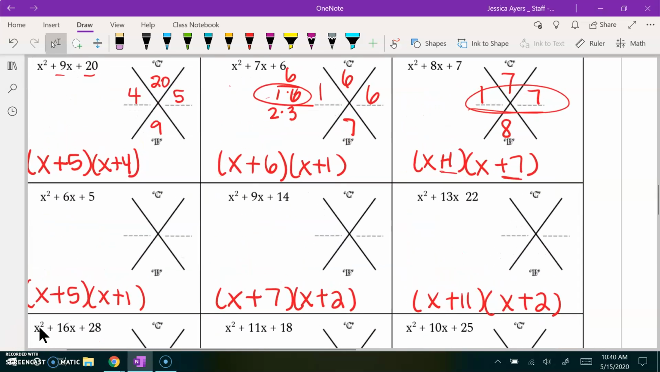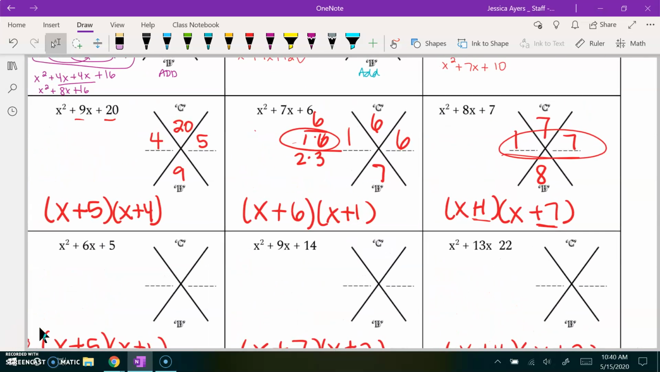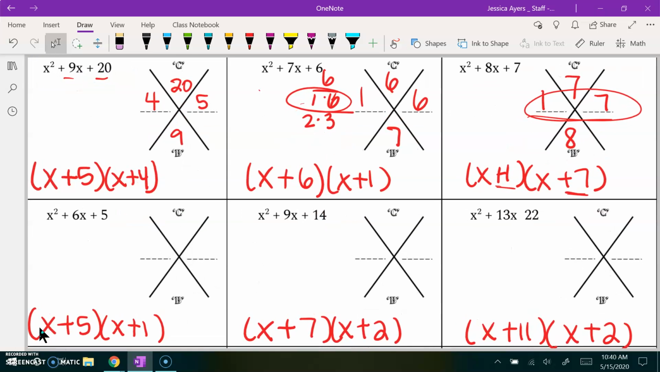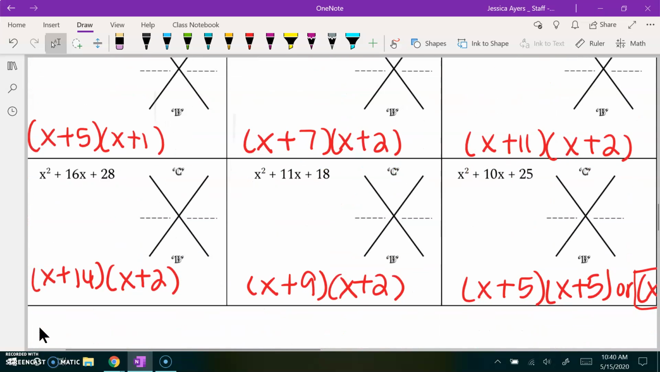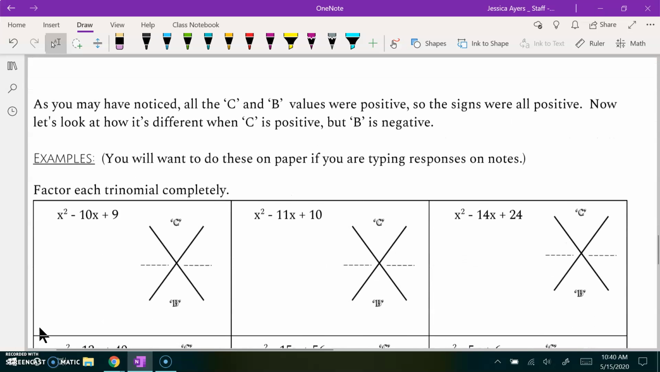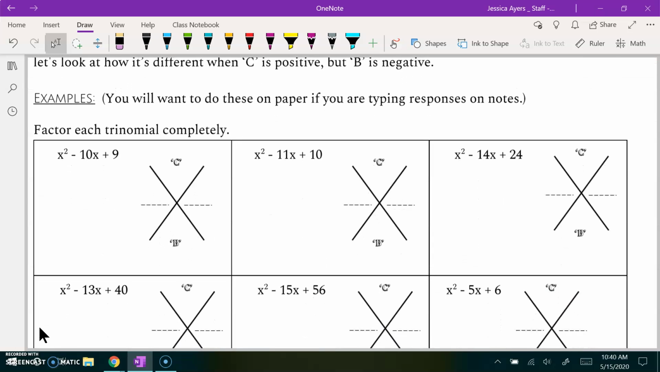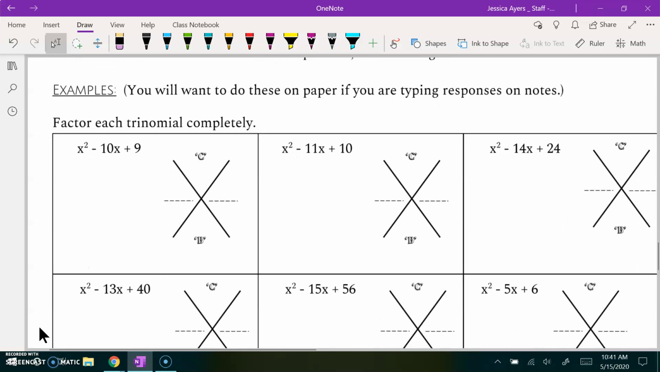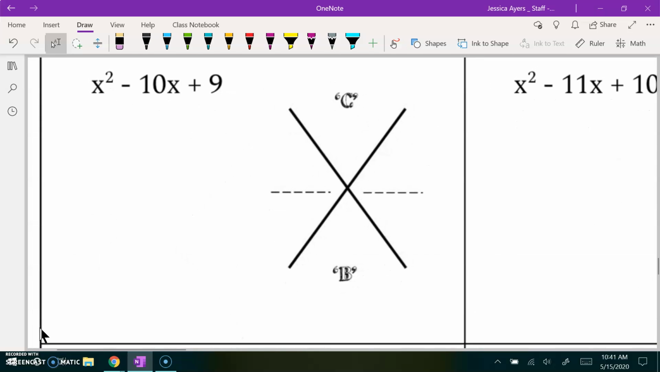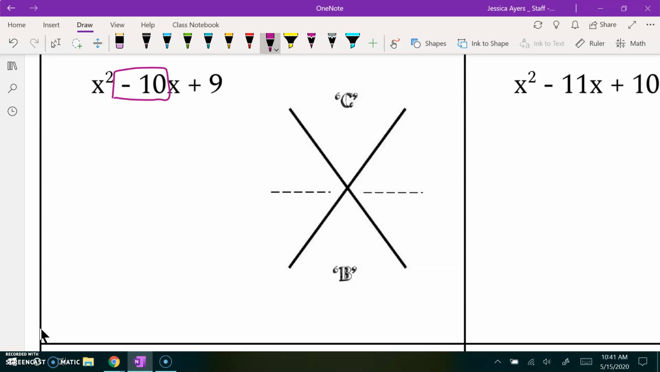So you may have noticed in the last video that everything we did ended up plus plus in the parentheses, right? Because we had a positive b and we had a positive c. So let's look at how that changes when we have a b that is negative. So again, you're going to want to do these on paper for extra practice because it'll be hard to type into the computer. So when we look at this first trinomial here, x squared minus 10x plus 9, we first notice that our b is no longer positive.